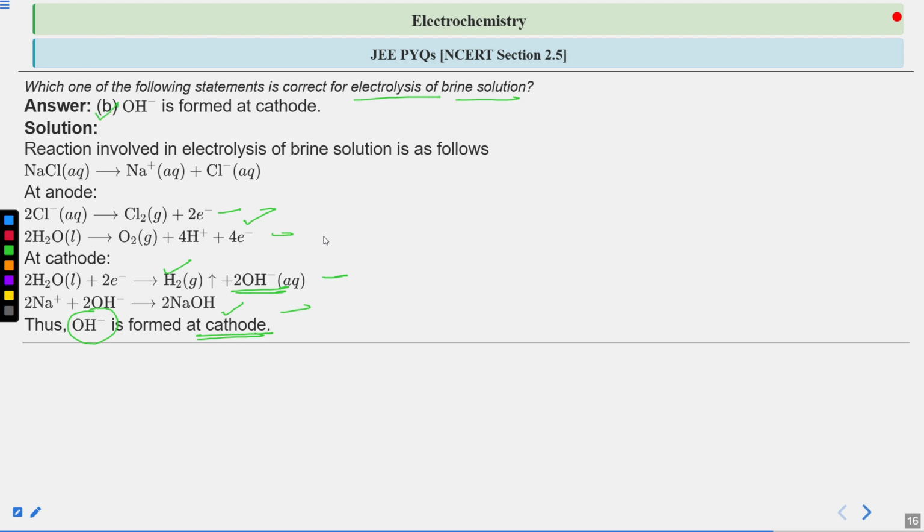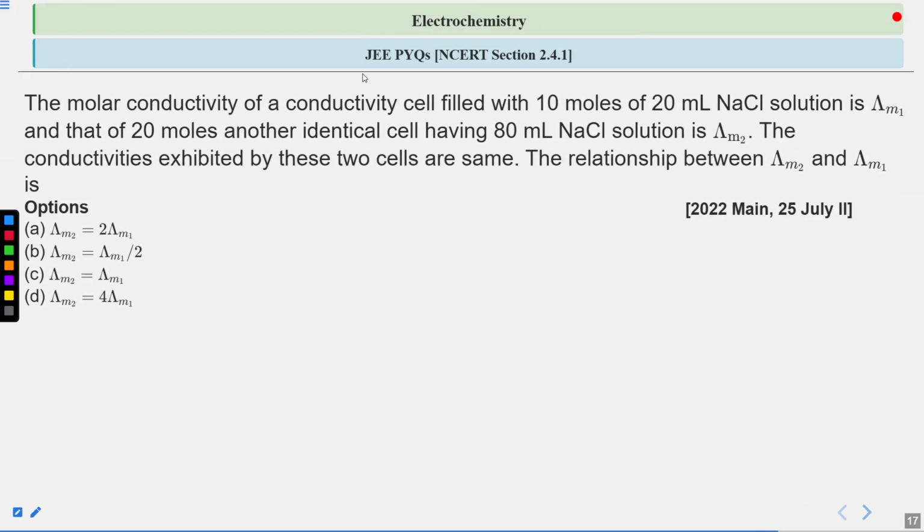Okay, let's move on to the next one. Now again, this is a JEE PYQ covering NCERT subsection 2.4.1 under section 2.4. The question says that the molar conductivity of a conductivity cell filled with 10 moles of 20 milliliter sodium chloride solution is lambda M1, and that of 20 moles in another identical cell having 80 milliliter sodium chloride solution is lambda M2.